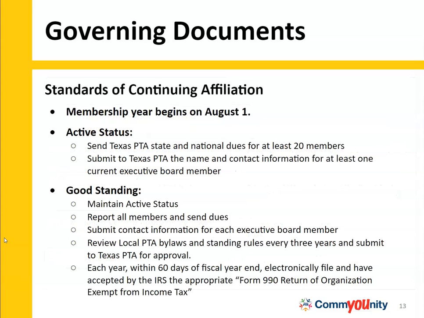Here's a summary of the Texas PTA Standards of Continuing Affiliation, including the requirements for active status and good standing. This document is attached to your bylaws. These requirements include submitting membership dues and executive board contact information, filing an IRS Form 990, and reviewing your bylaws and standing rules. What you need to remember as the parliamentarian is that these requirements include a review of your bylaws and standing rules every 3 years, if not sooner.